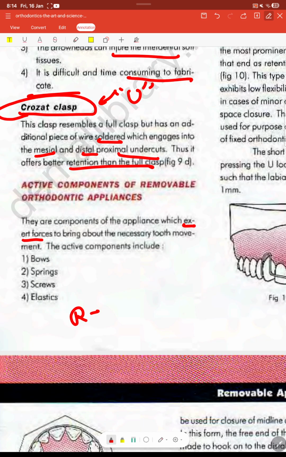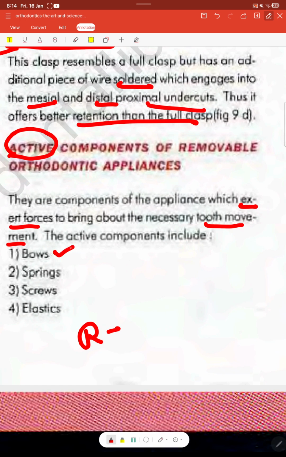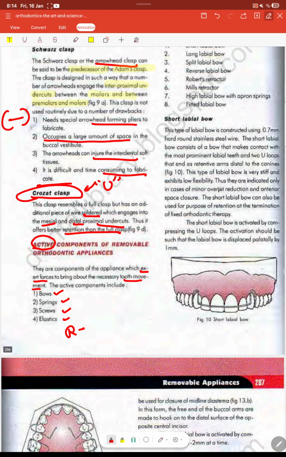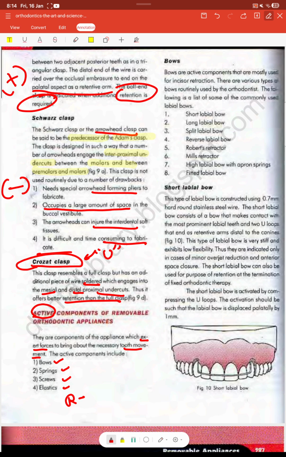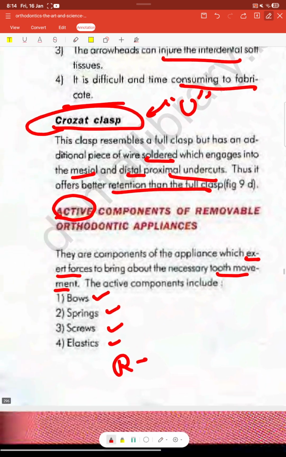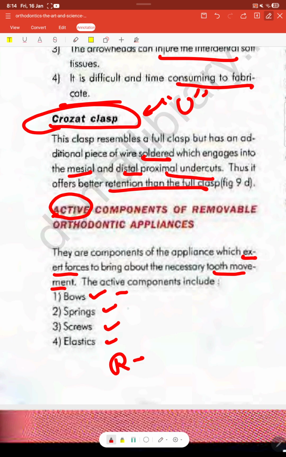So the active component of the removable appliance is the one which applies force on the tooth to bring about necessary tooth movement. Okay, so the active components of a removable orthodontic appliance are as follows: bows, springs, screws and elastics. We are going to study in detail bows, springs, screws and elastics.